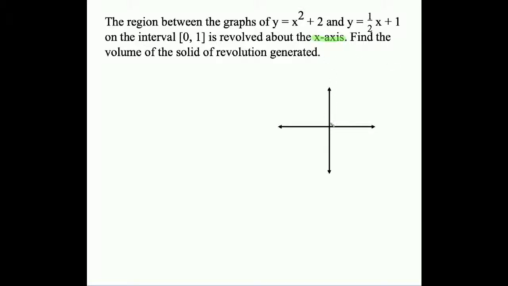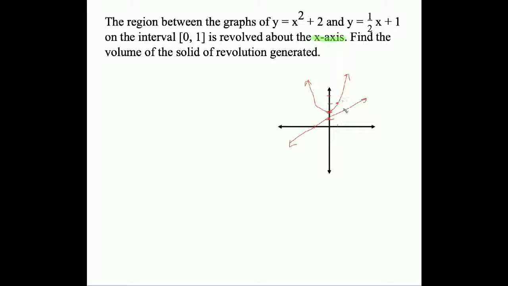So y equals x squared plus 2, we know that's a parabola shifted up 2 units. So we got a couple points here. So this looks like this. And then y equals 1/2 x plus 1. That is a line. Y-intercept of 1. Slope is 1/2. So up 1, right 2, down 1, left 2. Should be enough to get us a decent sketch of that.